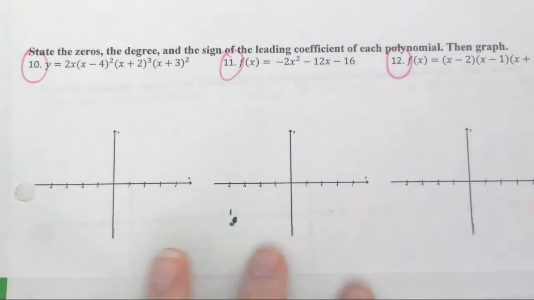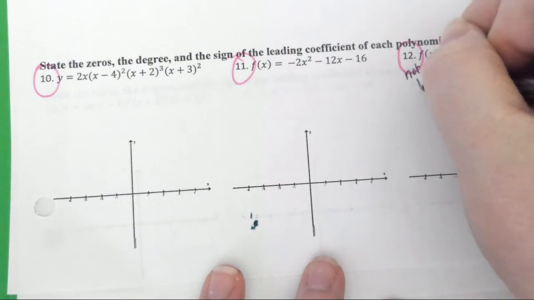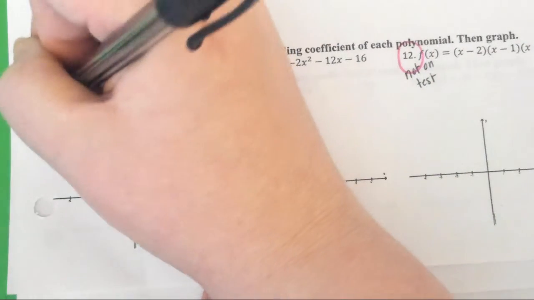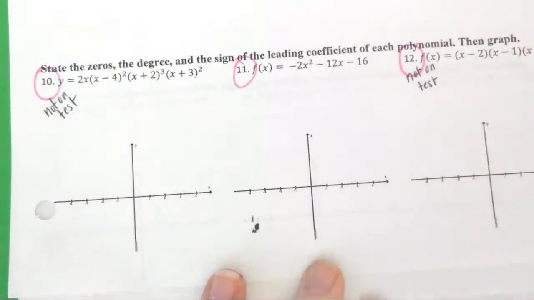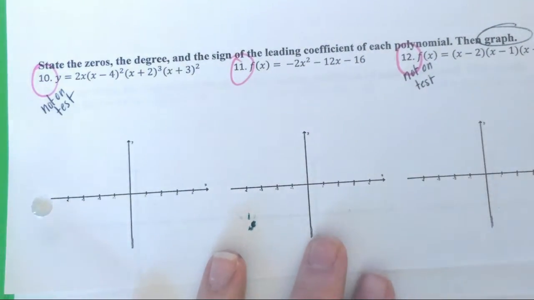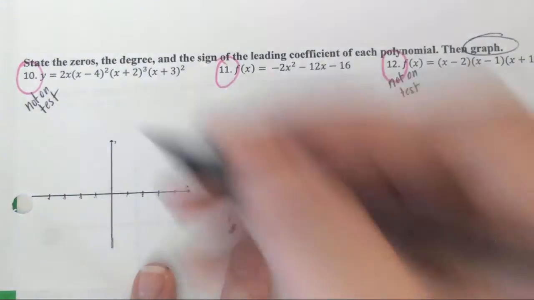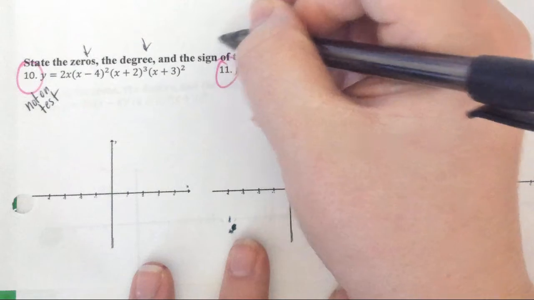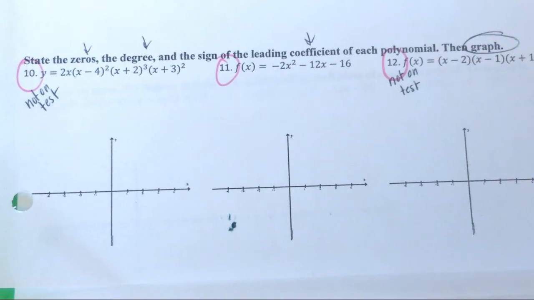So we're not going to skip, but if it's on the test, this one would not be, and this one would not be. Now let me rephrase. While you would not have to graph them on the test, you might have a problem like this that's high in degree that you have to still state the zeros, degree, and the sign of the leading coefficient. You still might have to do all that. You just won't have to graph degree 5 or higher.